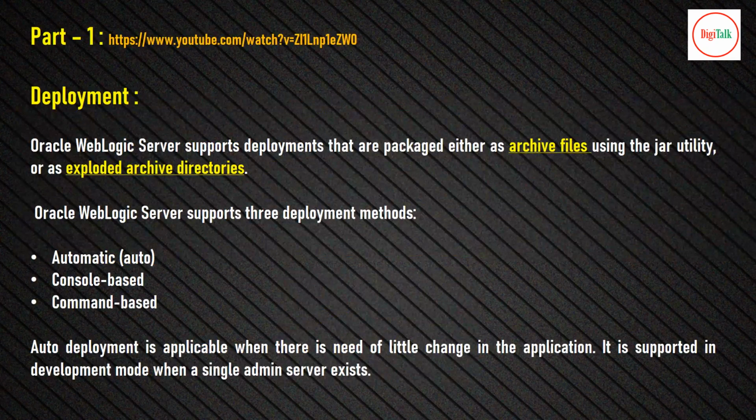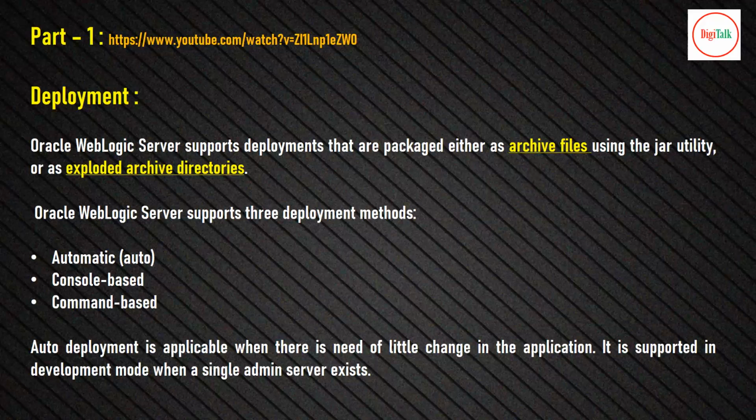So in part 1, we covered some basics of deployment, what exactly is deployment, and what kind of archive files we have to create for the deployment. And in this video, we will extend our discussion along with understanding of the exploded directory we use for deployment. And for deployment, you have three options. One is automatic, which is also called auto deployment, and then console based and command based.